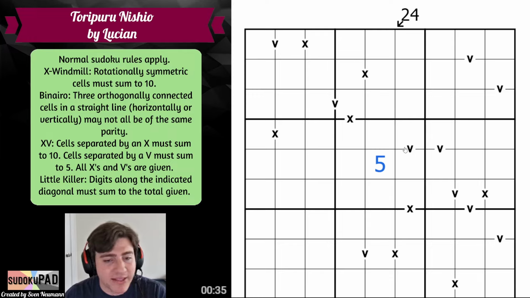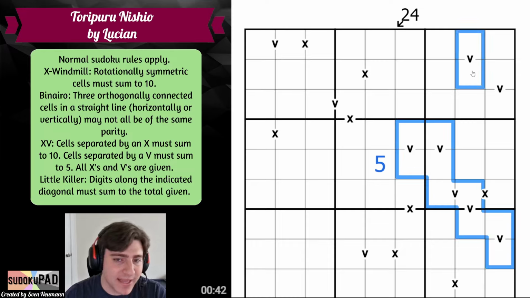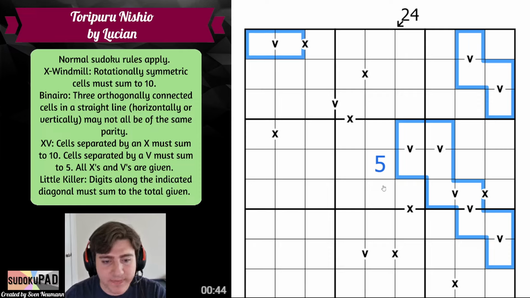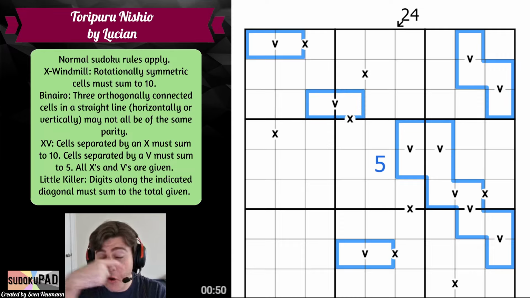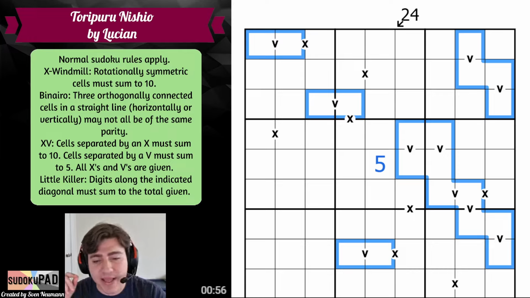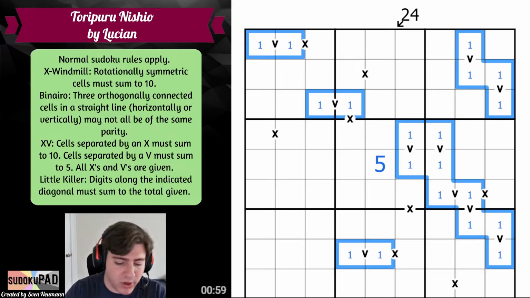Then what we can look at is all these X's and V's. And V's will always contain a set of low digits. So hopefully that makes sense, right? It's either going to be 1, 4, or 2, 3. So it's always going to be low digits. And for now, I'll just throw down 1, 2, 3, 4.